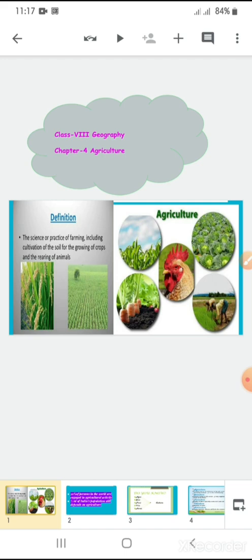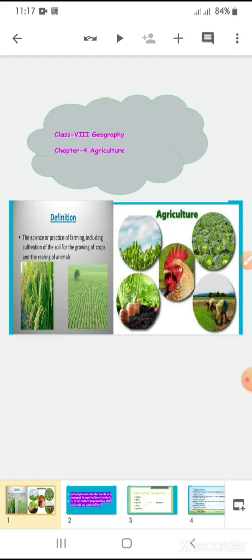So, today we are going to start with chapter number 4, Agriculture. Children, now what is agriculture? When we talk about agriculture, the definition of agriculture is the science or practice of farming, including cultivation of the soil for the growing of crops and the rearing of animals.